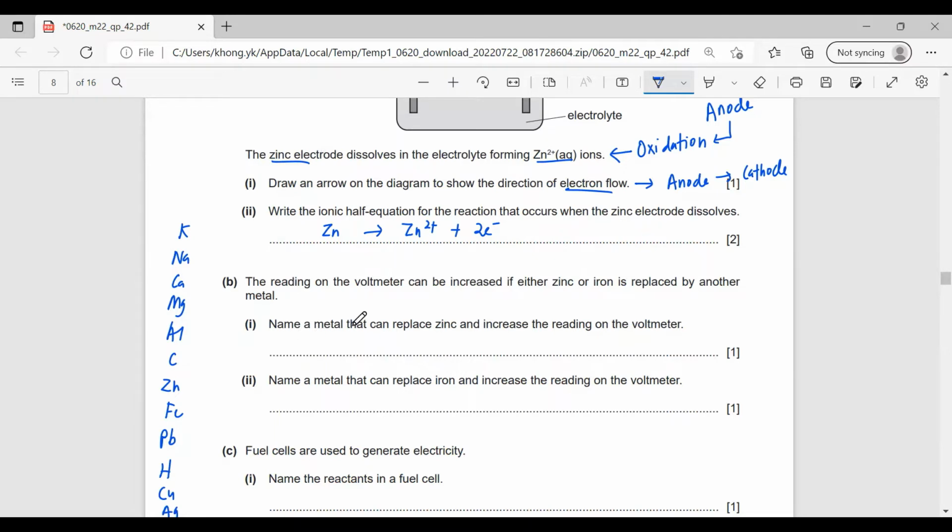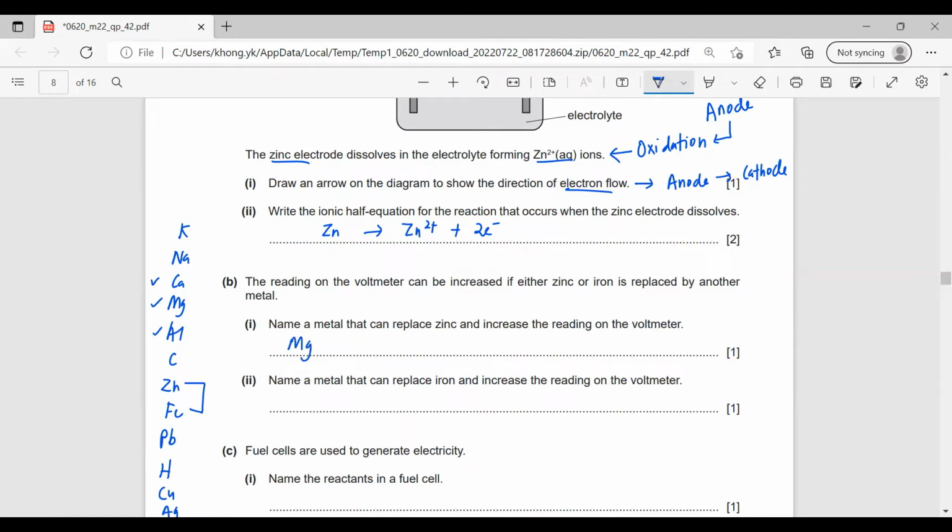If I want to replace a metal to give a bigger reading, what I see in this diagram is a reaction between the zinc and the iron. To have a bigger reading on the voltmeter, I need a much bigger difference in reactivity between the metals. So in this case, I can choose a metal like aluminium, magnesium or calcium. So I'll just put magnesium.